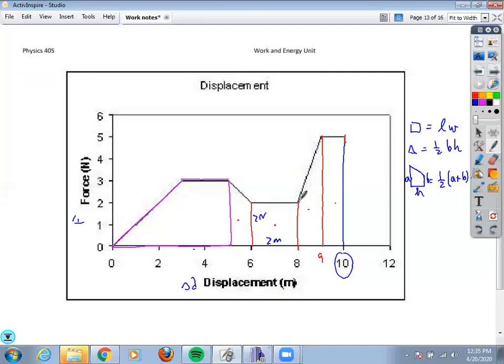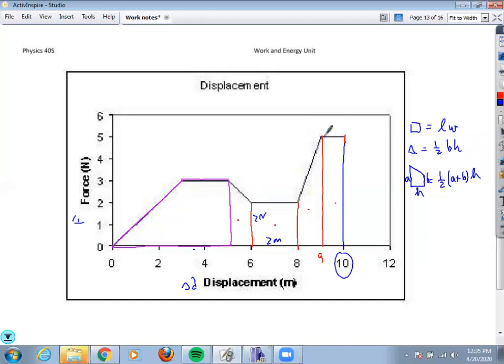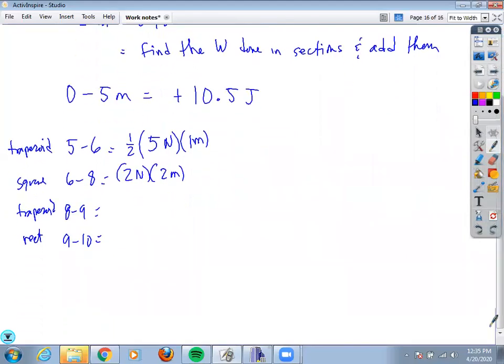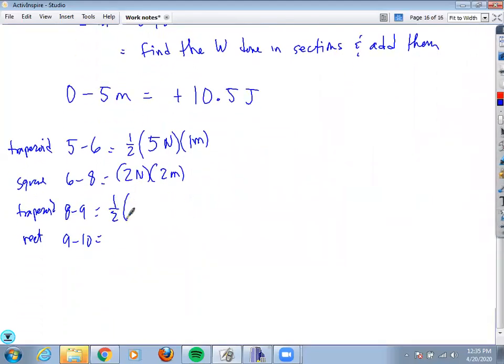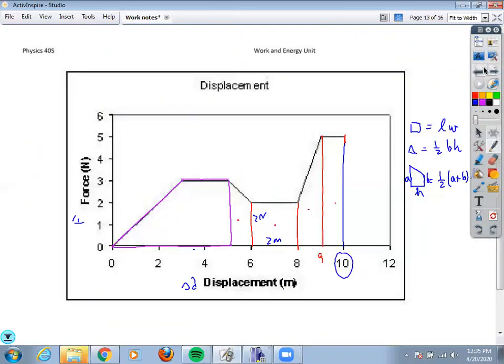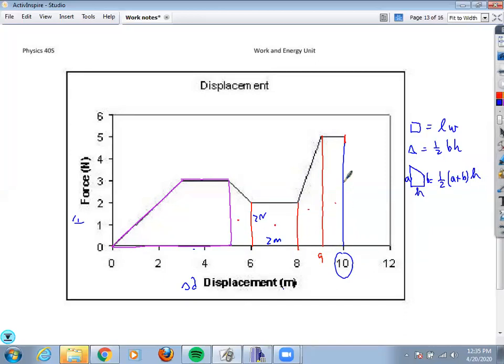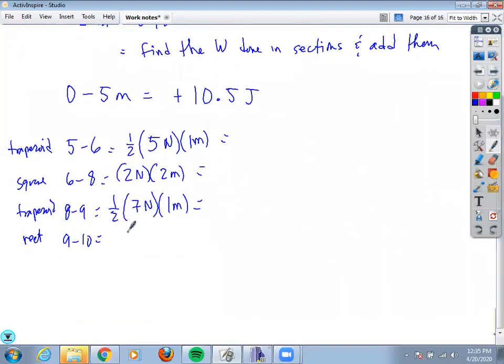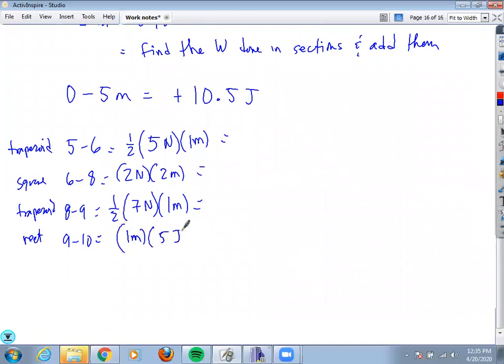So A would be 2 newtons, B would be 5. So that 2 plus 5 is 7. So 7 newtons for the A plus B, and the H would be 1 meter. So the 8 to 9 would be 1/2 times 7 newtons times 1 meter. And lastly, the rectangle from 9 to 10. The length would be 1 meter, and the width would be 5 joules. So 1 meter times 5 joules.